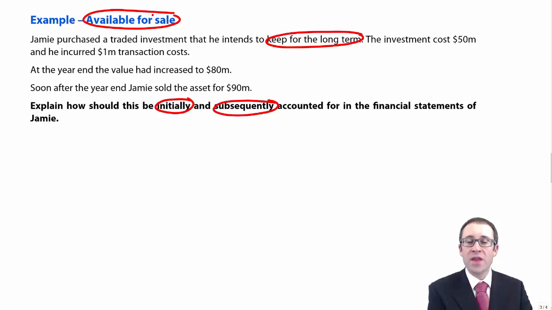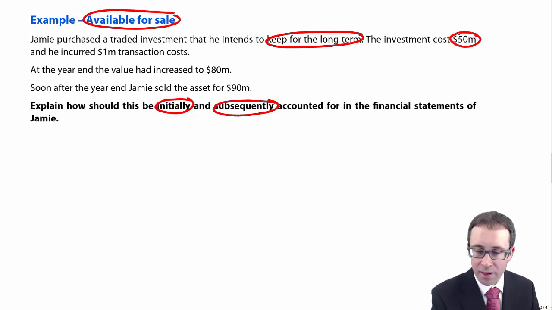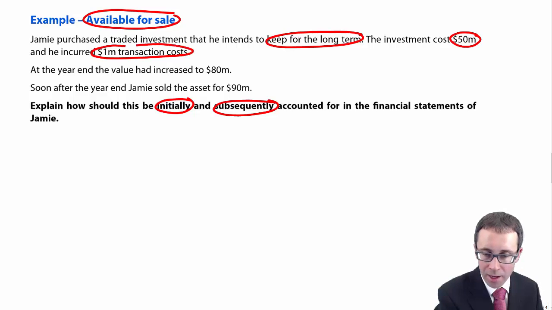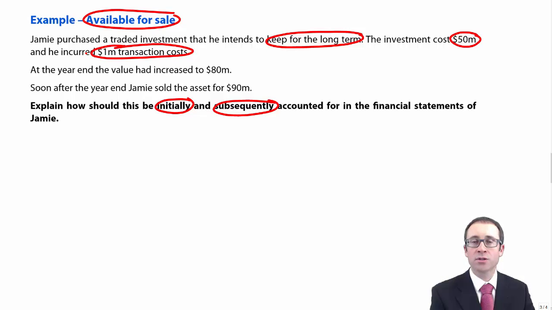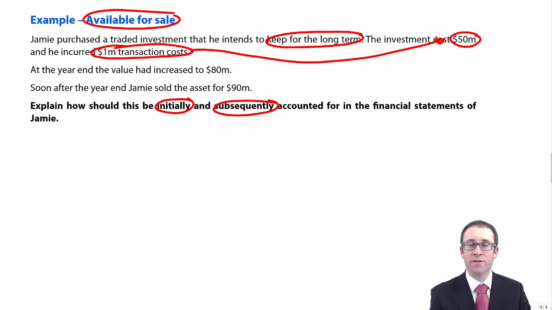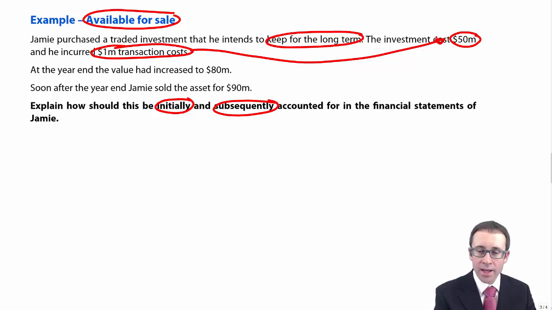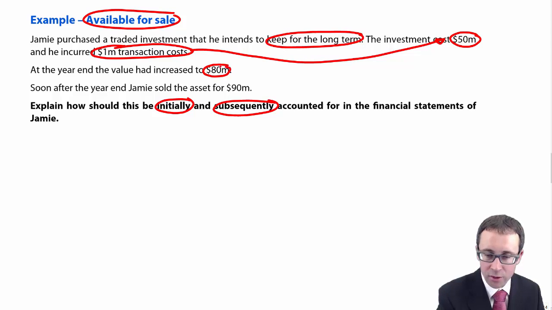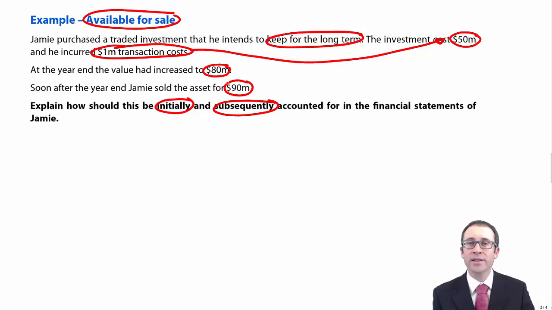It's in that dumping ground, the default category, isn't it? Available for sale. It cost us 50 million, and we had 1 million of transaction costs. It's not held for trading, so therefore they are not expensed, are they? Those transaction costs will be added to that 50 million initially to give us a total cost of the financial asset of 51. Again, once we've got that, we then need to increase it up to 80 at the year end, and then we dispose of it for 90.